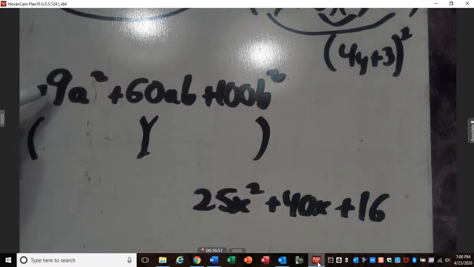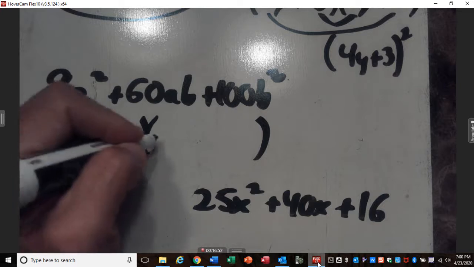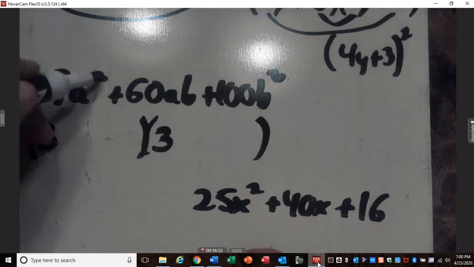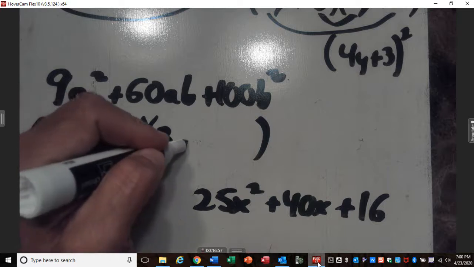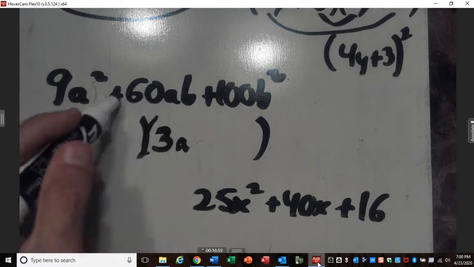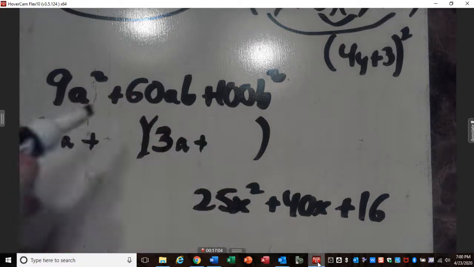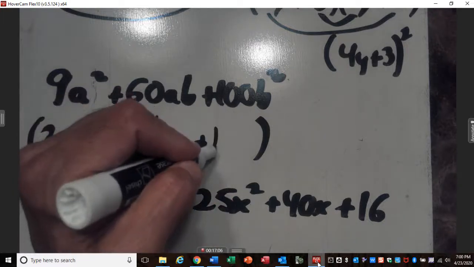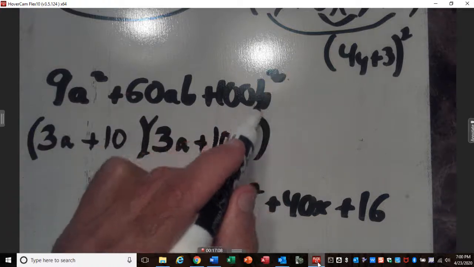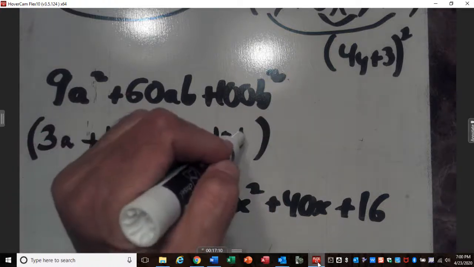The square root of 9 is 3, so 3 and 3. A squared, so A and A. Everything here is positive, so plus and plus. The square root of 100 is 10, so 10 and 10. And then don't forget you've got a b squared at the end, so just put a b here and a b here.